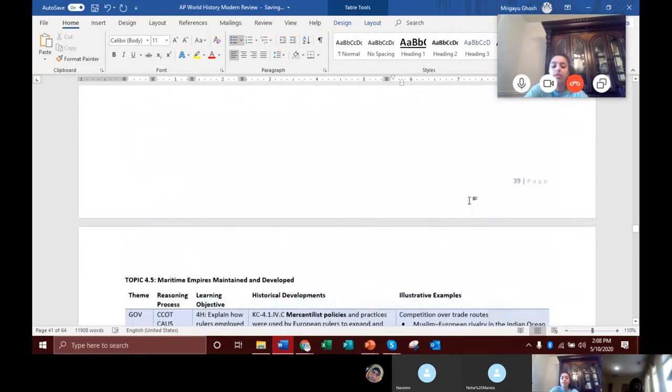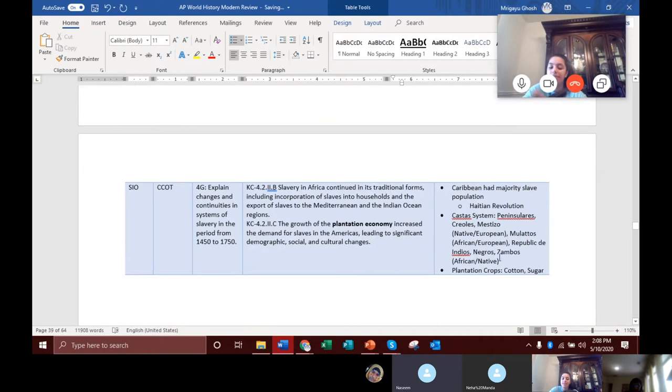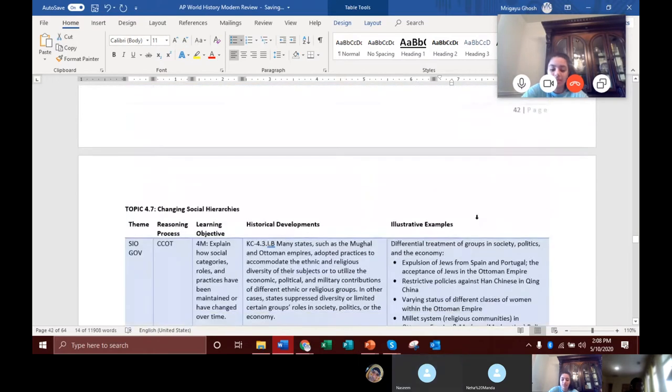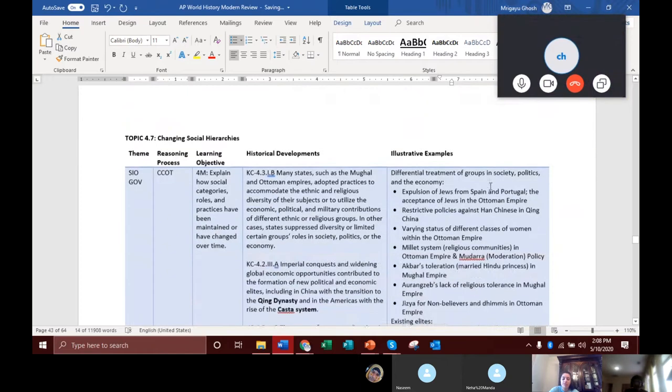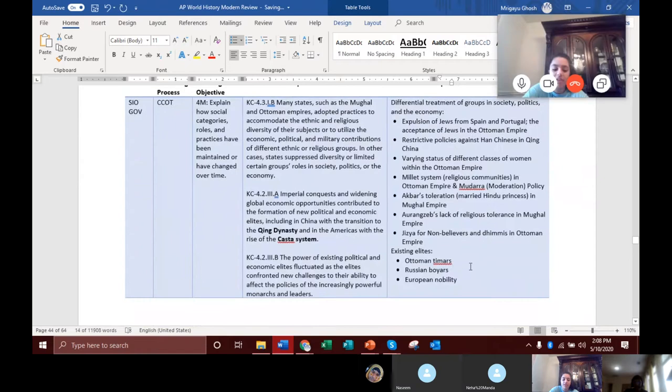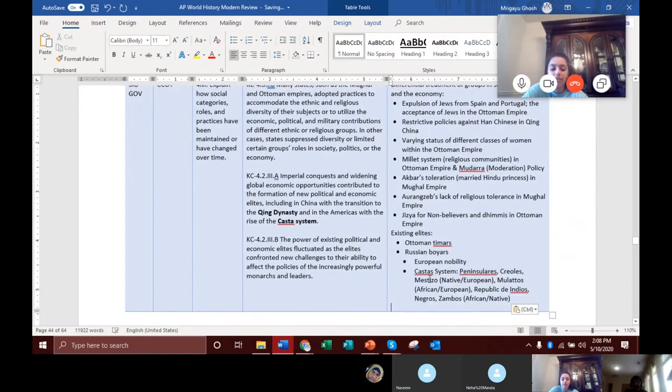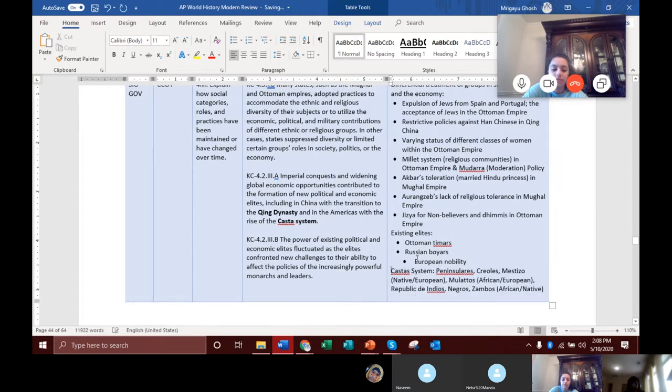The Casta system. Where did we talk about that? Oh, right here. We will copy and paste that here, because here is where it becomes important. Wait, so I have a question. Were the dhimmis just non-Muslims? Dhimmis are people of the book, so the Abrahamic religions, but not Muslims. So Christians. Okay, I was confused about that for the longest time.